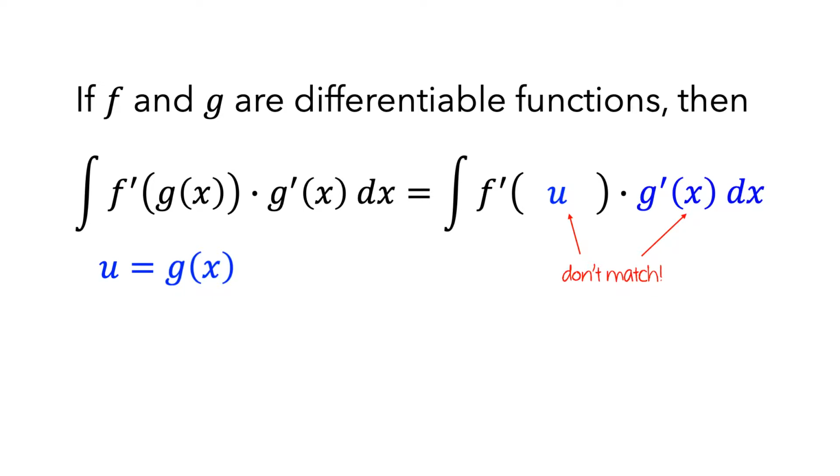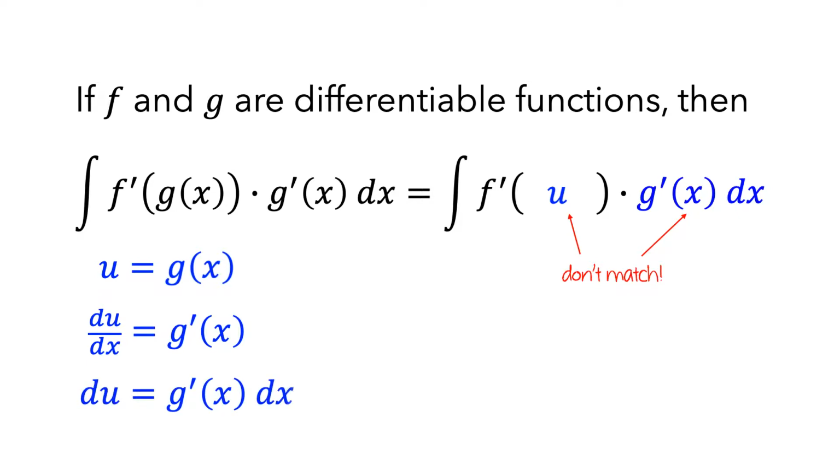dx. If we differentiate u with respect to x, since u is really just g of x, then we'll get g prime of x. If we multiply both sides of this equation by dx, then we'll get that du is equal to g prime of x dx, which gives us a way to rewrite the g prime of x dx. So now we can substitute du for g prime of x dx.